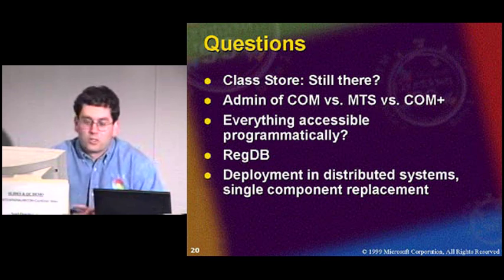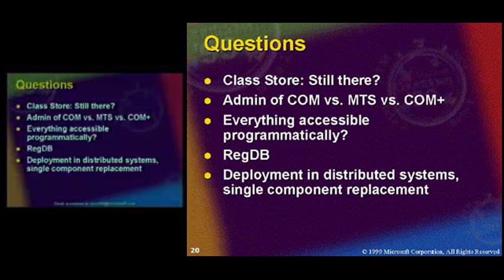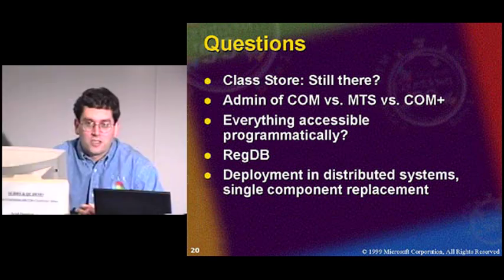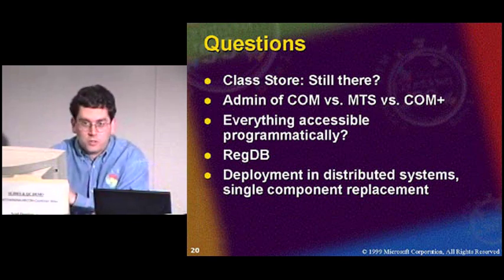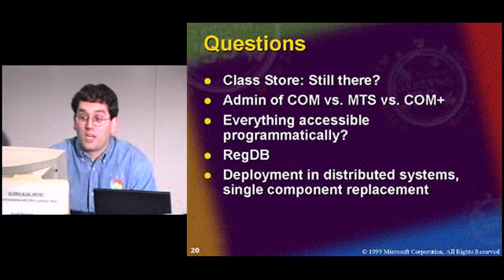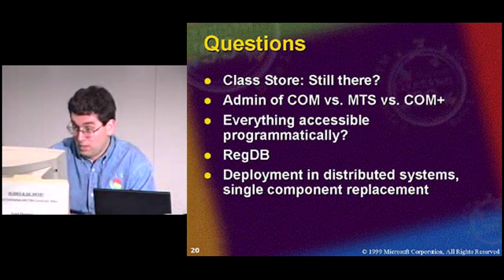And here are some other questions that I hope were already answered in the presentation. Class store is definitely still there. It's the part of IntelliMirror where CoCreateInstance and class ID from ProgIDEx trigger download of applications. The backing store in the DS is the class store. COM versus MTS admin, covered that in the beginning. Everything is accessible programmatically, definitely. We covered RegDB. And we also talked about some issues around deployment.